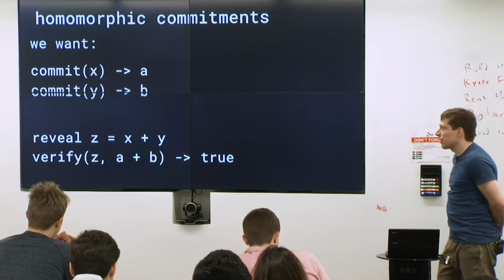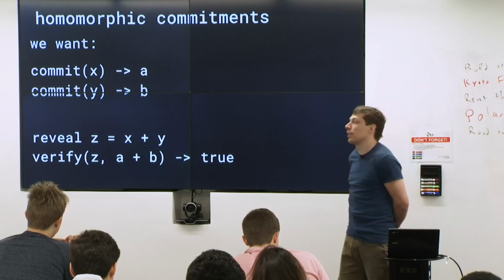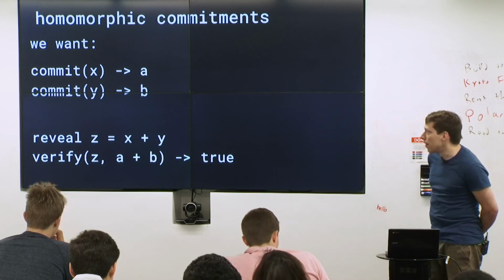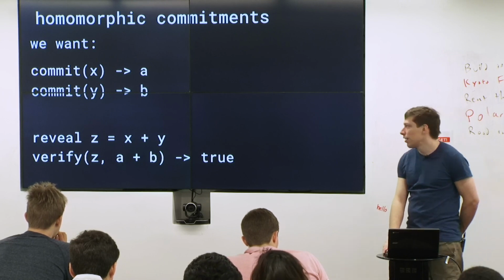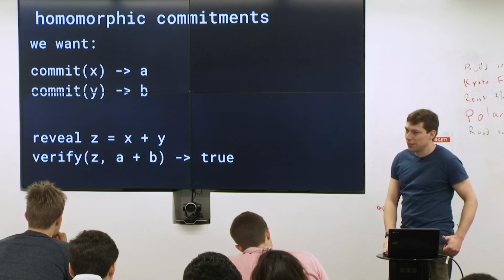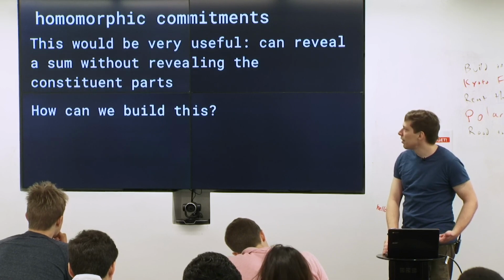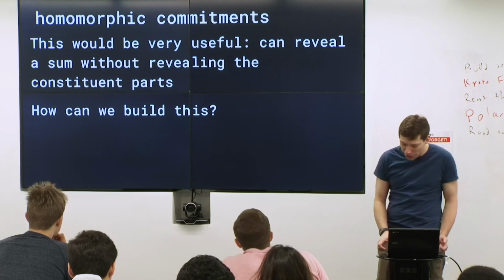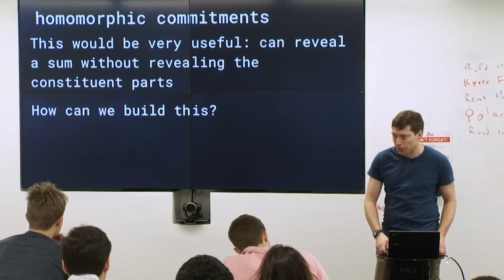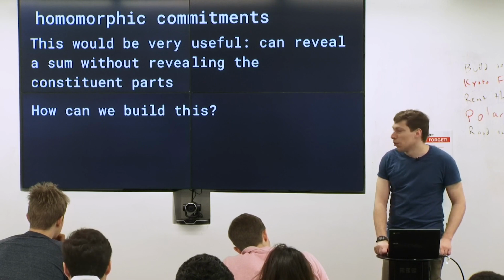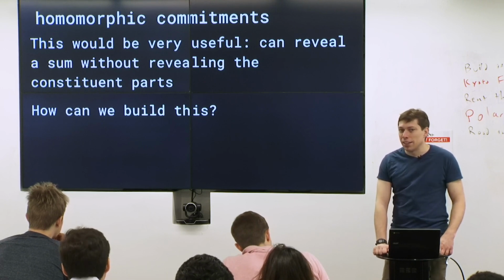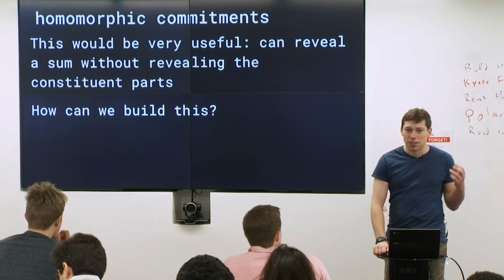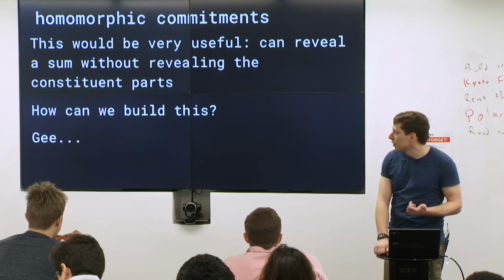Okay, so that's actually not that bad, but we also want all those properties where it's hiding and binding and things like that. So what should we try? First idea is, okay, this would be useful. How can we build this? We can reveal sums without revealing the individual parts that we've committed to. So probably the first idea is let's just use private keys and public keys, right? Let's use A times G and that kind of thing.